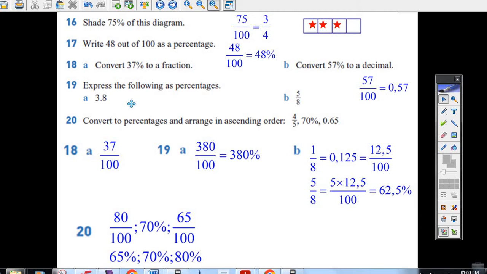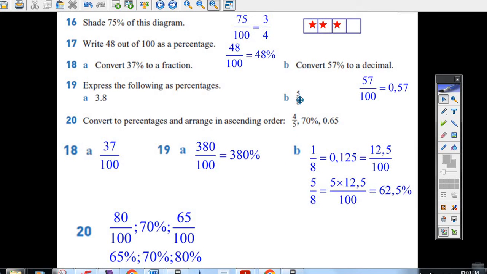Okay, express the following as percentages. 3.8. Well, if I move the decimal over 2 places here, 3.8 divided by 1 is the same as 380 divided by 100. That's 380%. You have to make it out of 100 to figure out what percent it is. There's question 19 done.